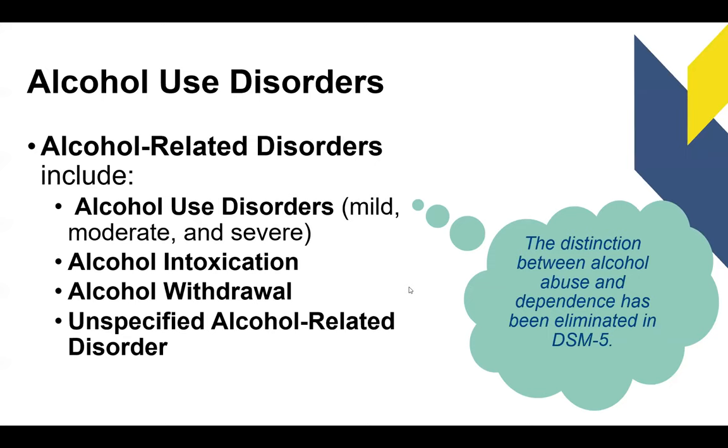Alcohol use disorders. Again, we know alcohol use disorders are prevalent. They are everywhere. We'll see that in 7 out of 10 patients that we serve, there'll be something related to the use of alcohol. As a reminder, the terms abuse and dependence have been eliminated. They're not in DSM-5. We're talking mild, moderate, and severe. Alcohol intoxication, withdrawal, and unspecified alcohol-related disorder, which really replaces the old NOS, not otherwise specified.